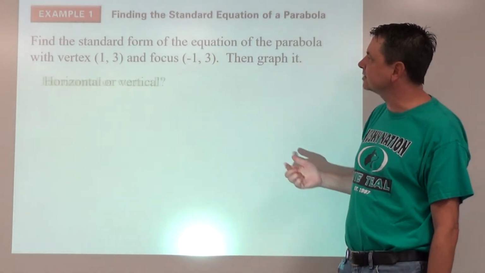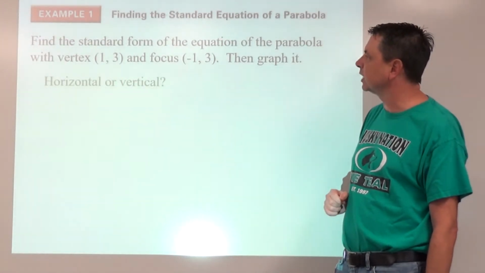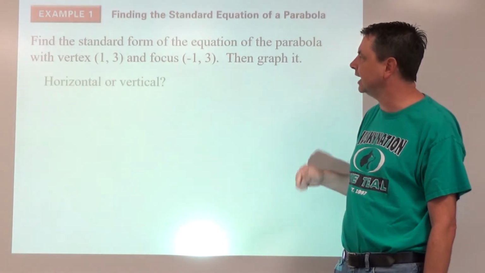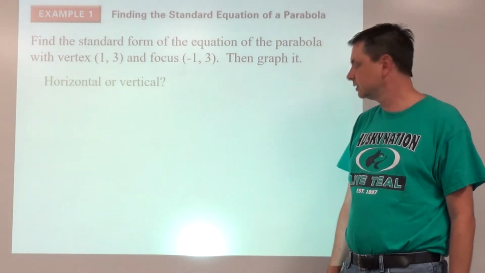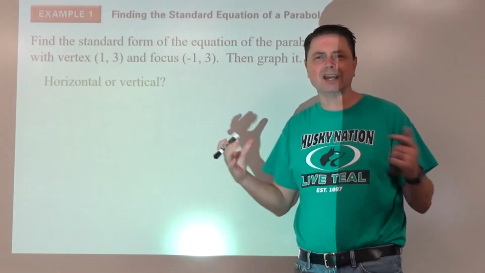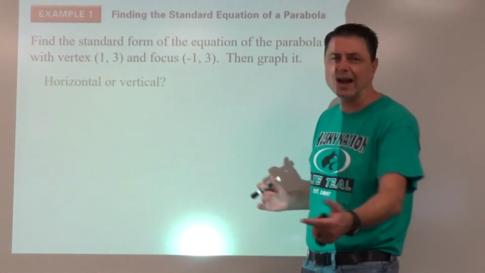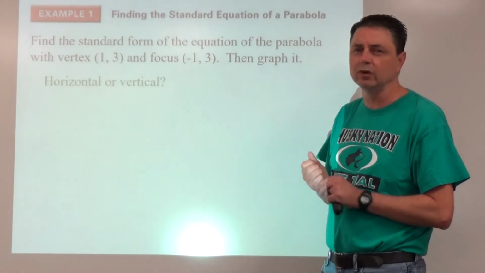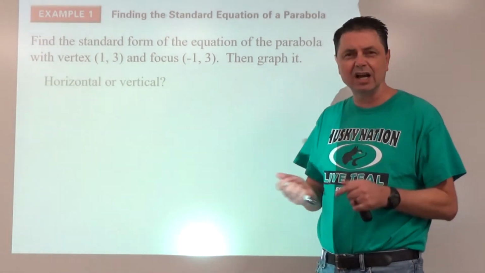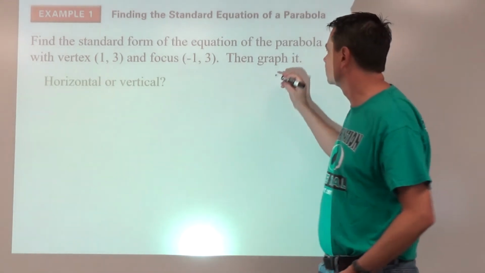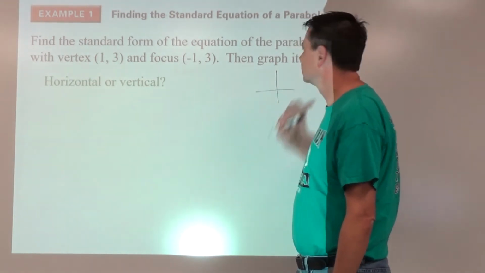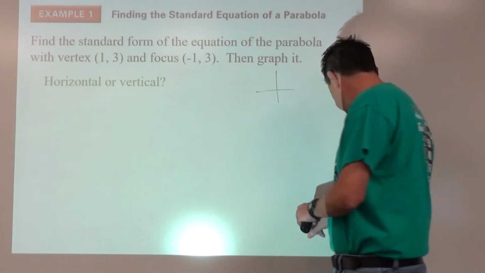Example number 1, find the standard form of the equation of the parabola with vertex (1, 3) and focus (-1, 3). It probably makes sense to have a sketch. Get some graph paper. This would be really helpful because we can get a lot of information from the sketch. So we've got a vertex.